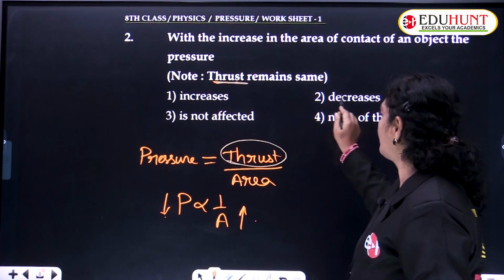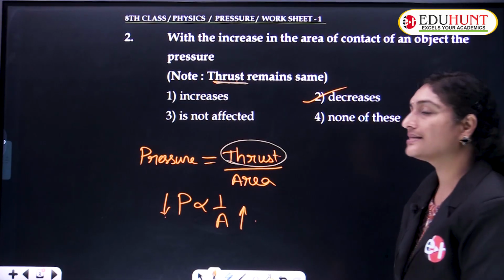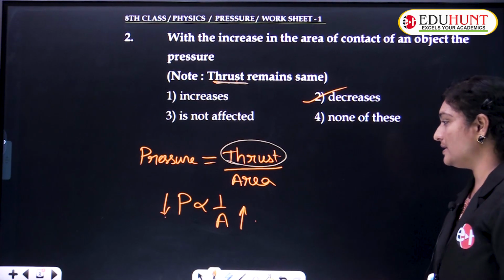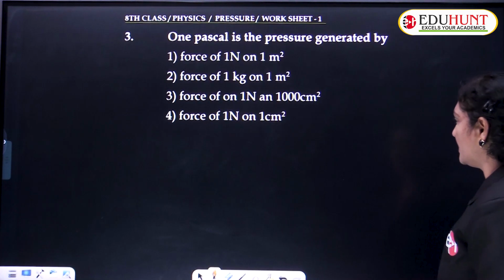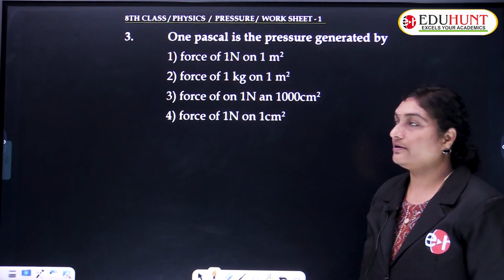So where is the correct option? The correct option is here, that is decreases. The second option must be true. So let us now try to understand and solve the third question.